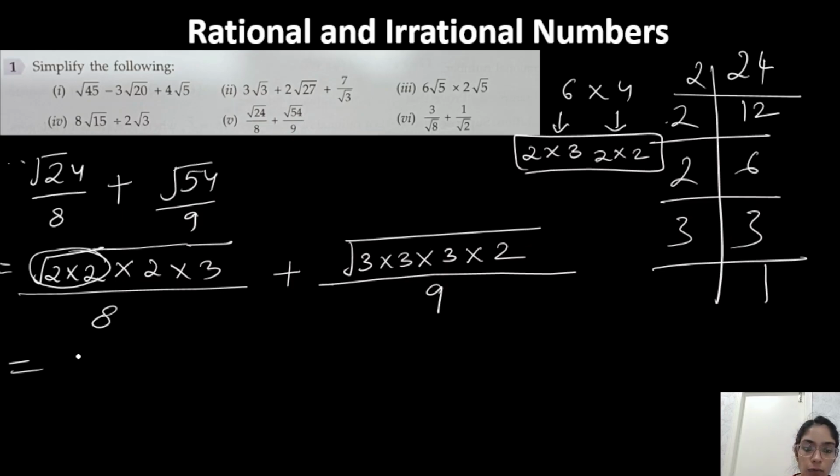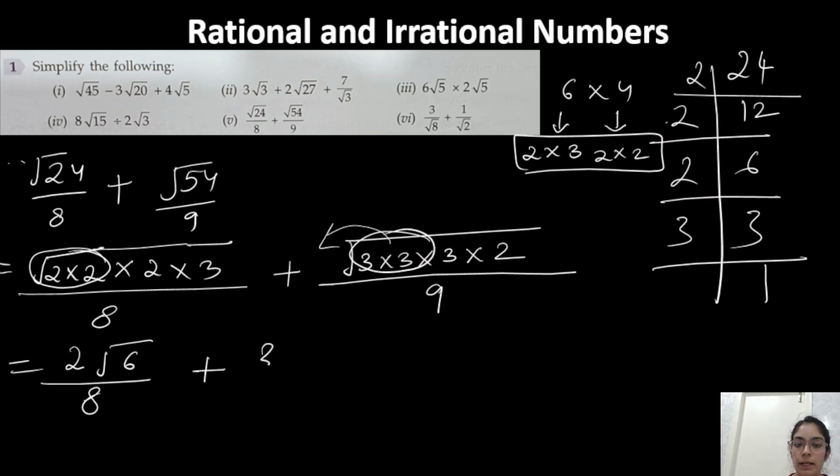We can take it out of the root as one single number. Remaining what is left? 6 by 8. Plus again these two threes we can take out of the root as 1 3. Left over is 6 by 9. Now we can do cancellation because the numbers are getting multiplied. So when numbers are getting multiplied, up and down cancellation is possible.